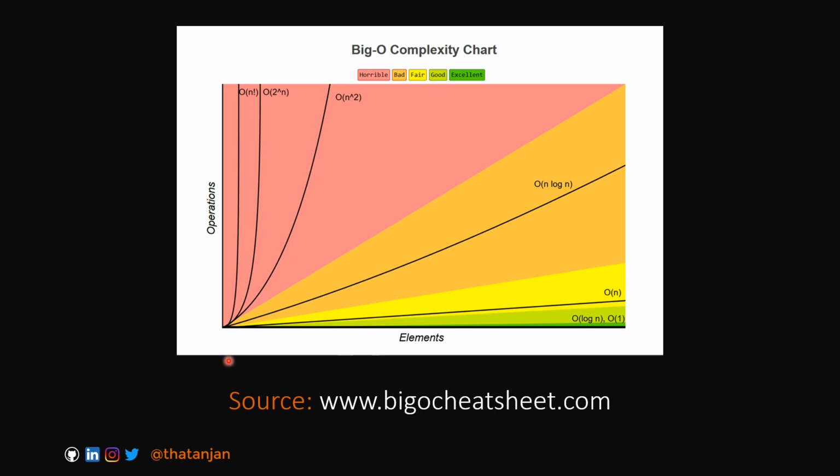Let's see a graph. This is a graph from bigocheatsheet.com. I will put the link in the description. The horizontal axis is the number of elements, or the size of the input, and the vertical axis is the number of operations, or the number of steps. These are the lines of complexities. As these lines go higher, the more horrible it becomes. The more these lines lie down and stay closer to the horizontal axis, the better it is. You cannot see the O of 1 line because it has been merged.